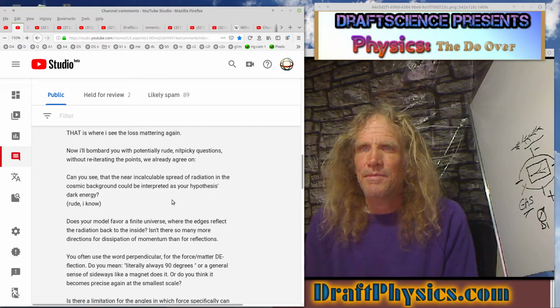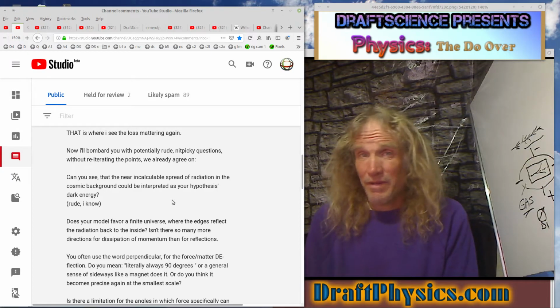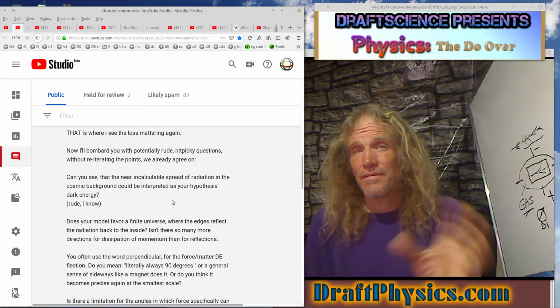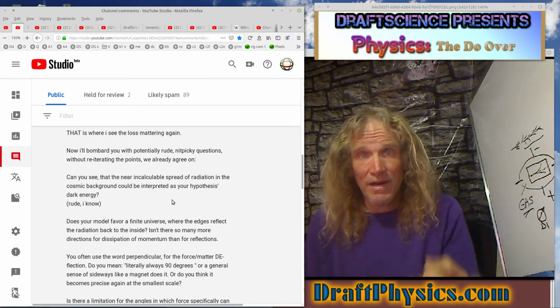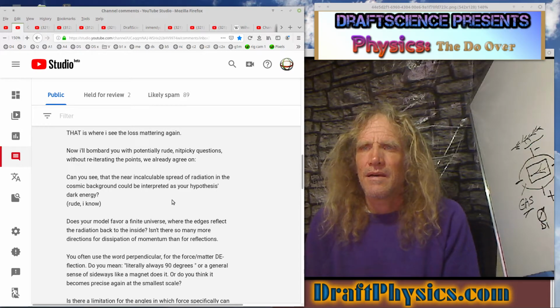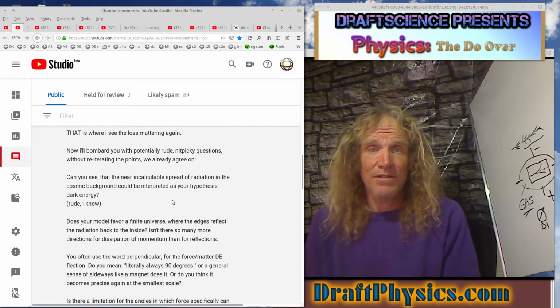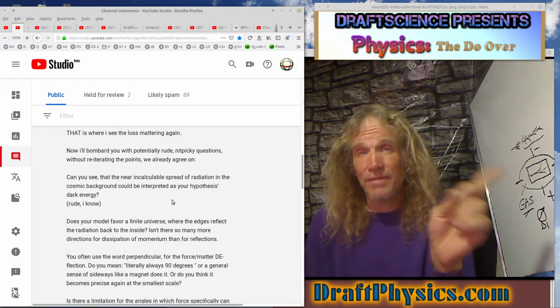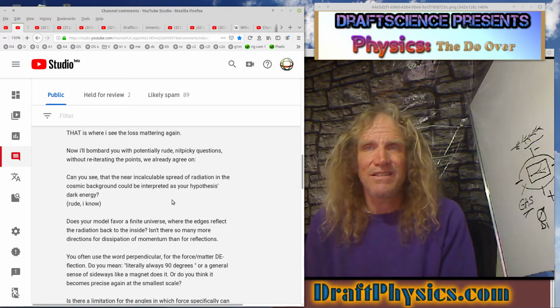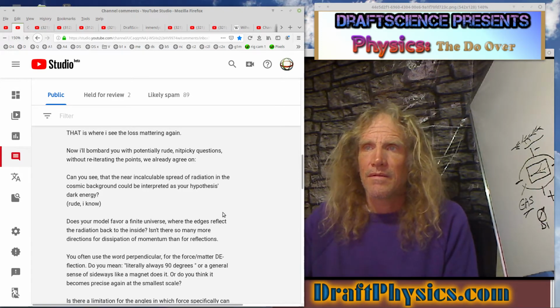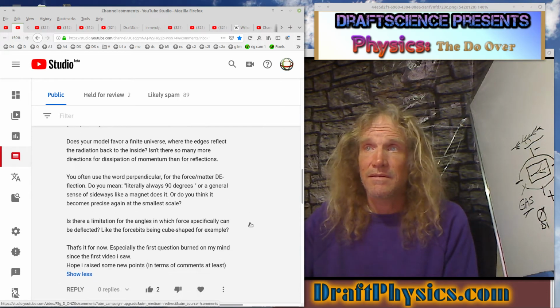Or do you think it becomes precise again at the smallest scale? I don't think it matters one way or the other, frankly. The basic end is that you're trying to conserve this idea of momentum in a direction. And I guess fundamental to the theory is that yes, you conserve momentum, but because of the action of protons and electrons, you don't have to conserve direction. So you can change direction for free, you could argue. But that's because of kinetics, that there's no friction.